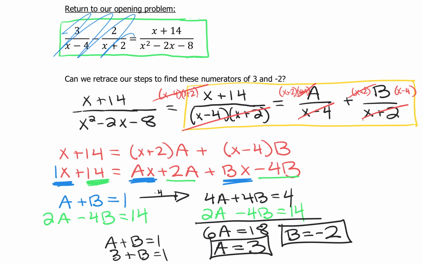Okay, and so now if we look back to my original rational expression up here, we had 3, our A value, over x minus 4, and negative 2, our B value, over x plus 2, right? Keep in mind this is the exact same thing as if I'm just adding a negative 2. And so what we've done is decompose this sum to find those individual partial fractions. Okay?